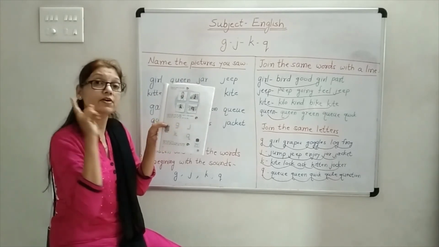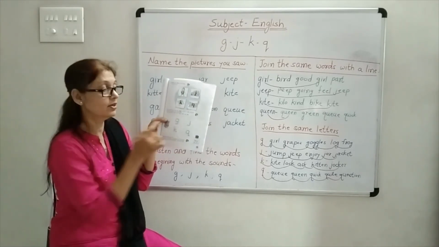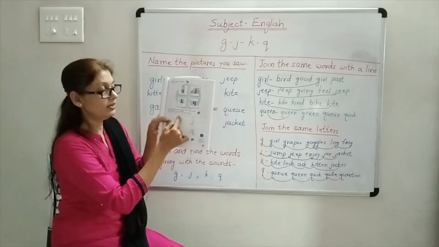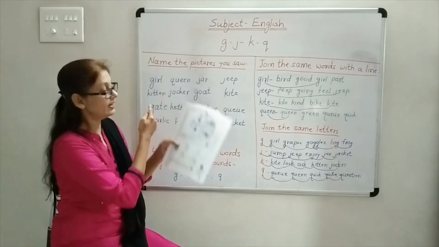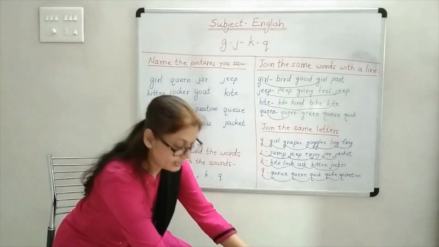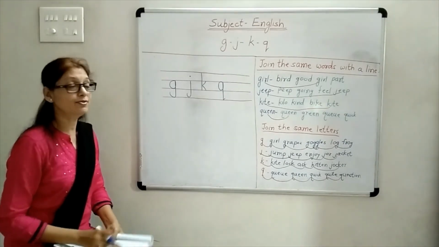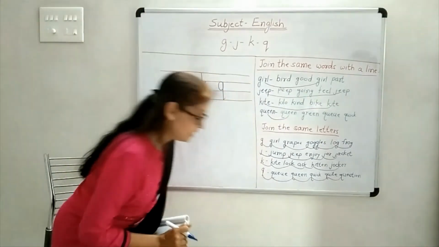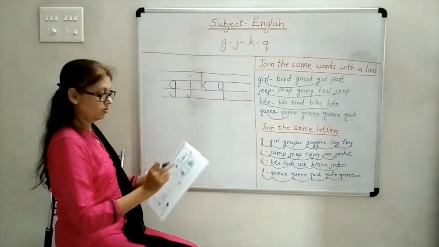We have done this in first standard, second standard we have done. Okay? G, how will you write? Like this. Shall I write it here? Okay, I'll write it here. Okay, now we will write down these letters. How to place these letters, okay?